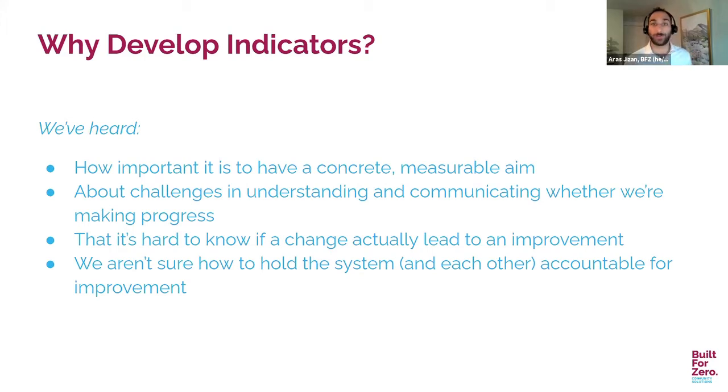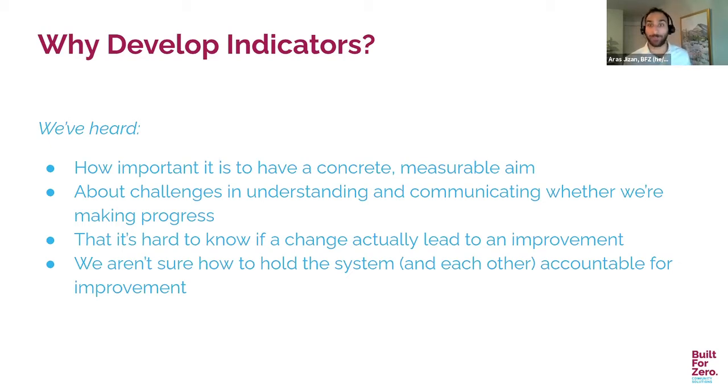And we heard a bunch of really rich feedback in that moment about how important it was to have a concrete, measurable aim, and about challenges in understanding and communicating whether we're making progress. So are things getting better or worse with regards to racial equity? It's hard to know if a change is actually leading to an improvement, right? So we framed up that there are some problems here that we hope to solve. Some things don't look quite right. We're going to test something new out. And then we're stuck in a morass of disagreement about whether or not where we're at now is better or worse than where we were 6 months ago. Sound familiar? And we're not sure how to hold the system and each other accountable for improvement.